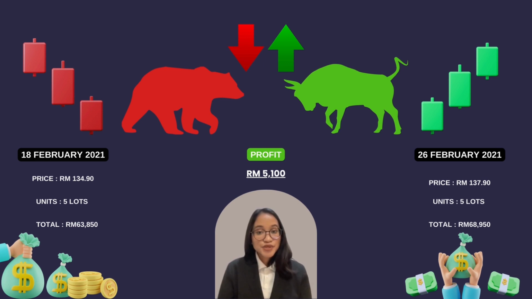Okay, next, let's assume that we are investors in Nestlé Malaysia company. When the price is bearish, we purchase 5 lots at the lowest price of 134 ringgit 90 cent with a sum of money totalling 63,850 ringgit. Then, on 26 February, the price increased, which is bullish, to 137 ringgit 90 cent, and we sell our 5 lots for a total of 68,950 ringgit. From here, we will gain a profit of 5,100 ringgit from the investment.